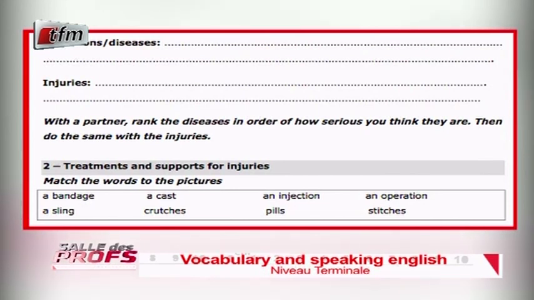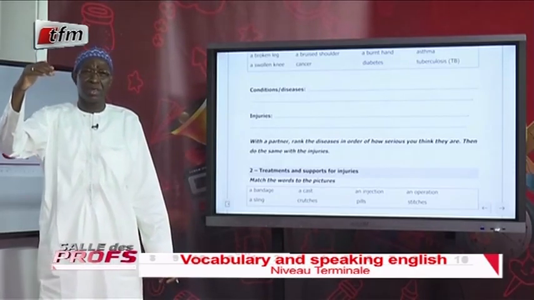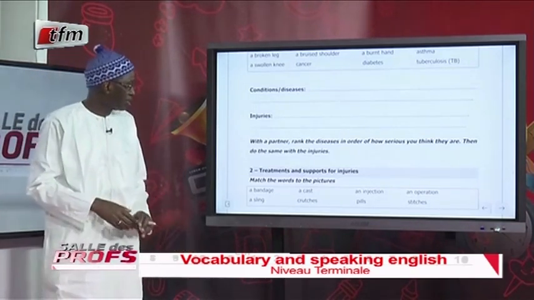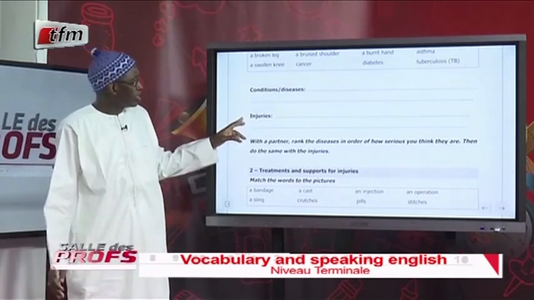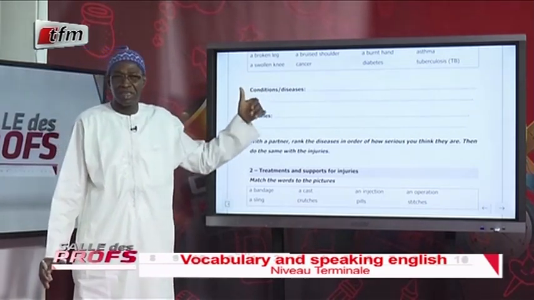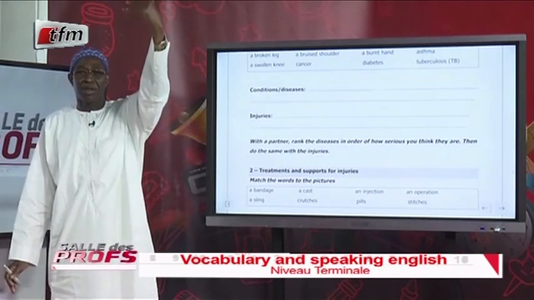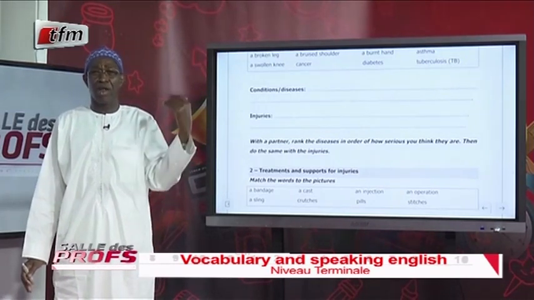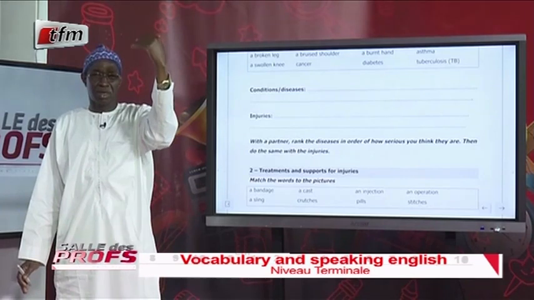When you finish, you will classify the diseases in order of how serious you think they are. On top, Suleiman, you are going to put the most serious diseases, and you go down to the less serious diseases. Then you do the same with the injuries. First, Mariam, ranking the diseases from the most serious to the less serious, and also the injuries from the most to the less serious.